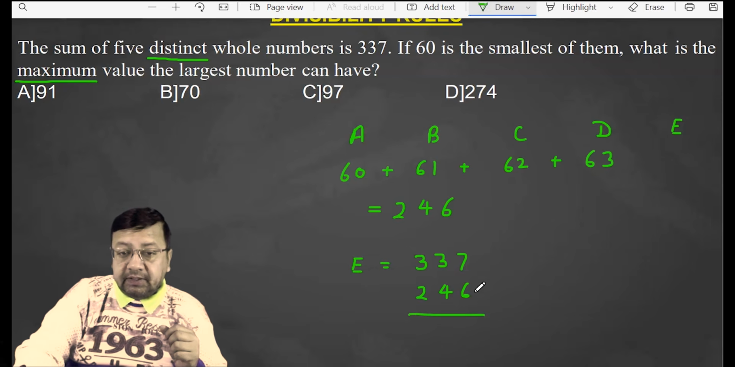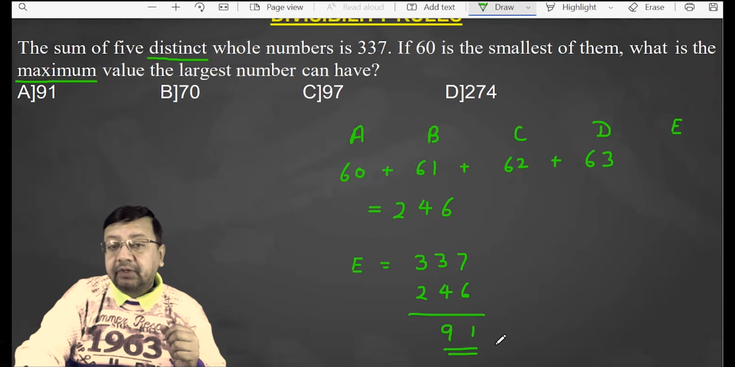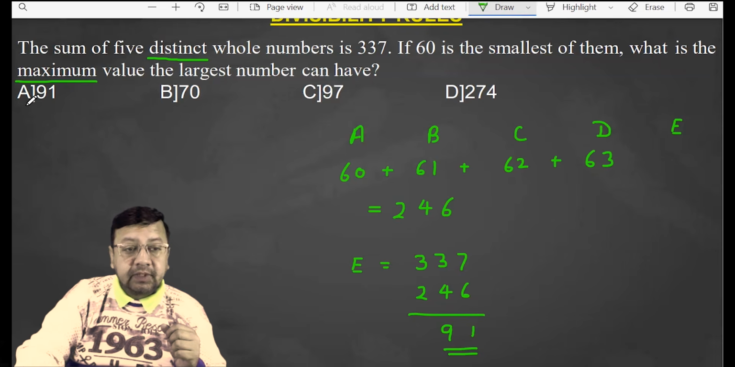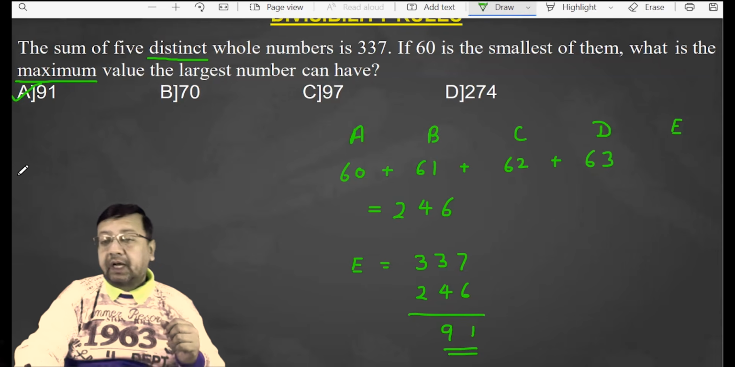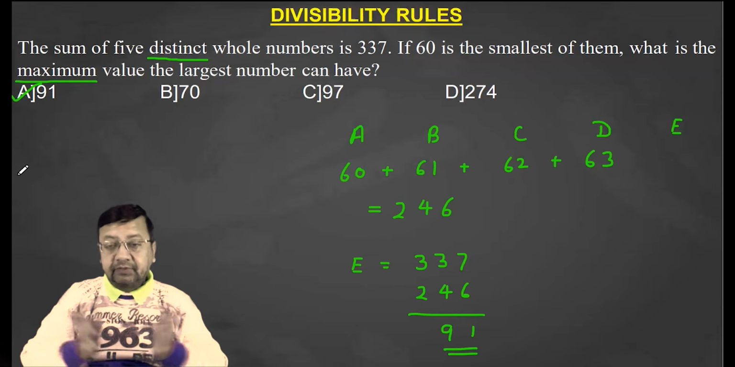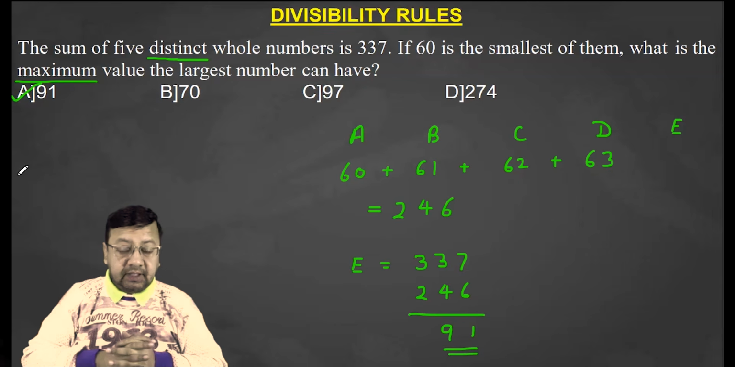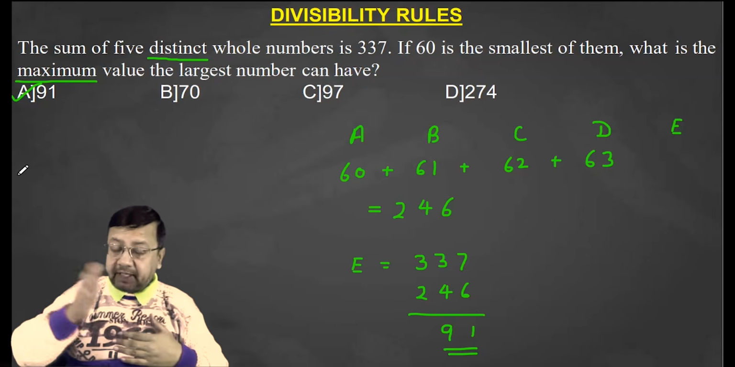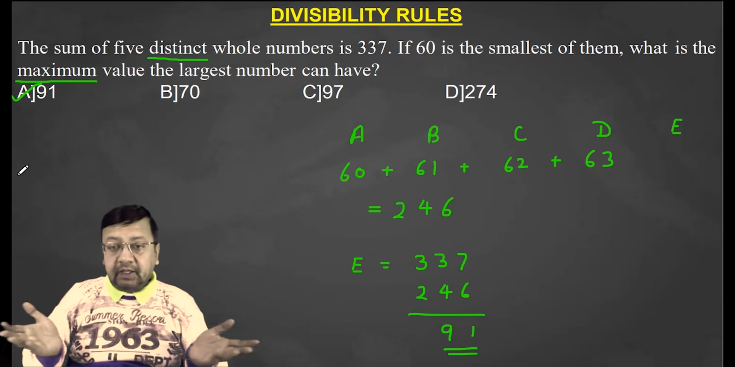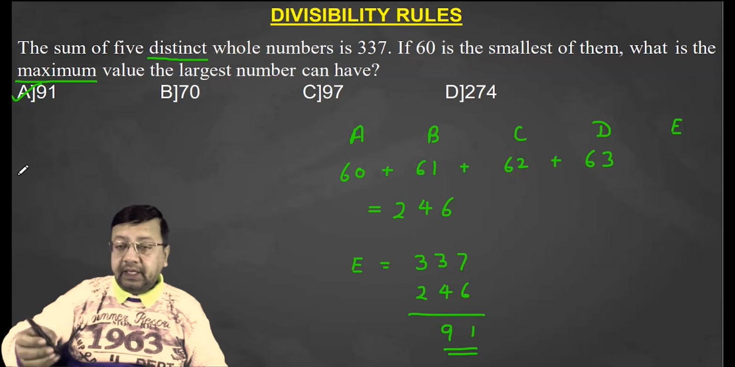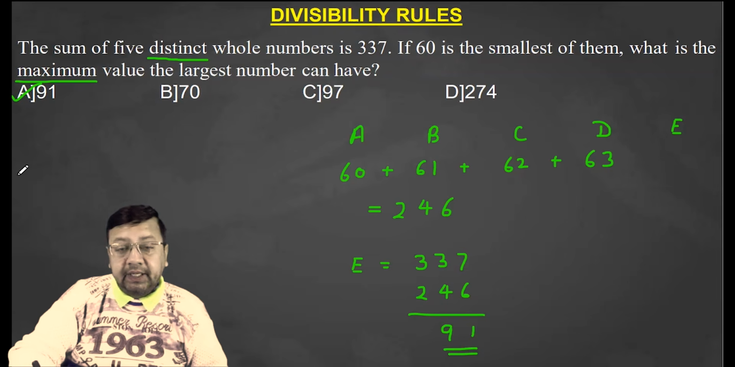So when you subtract, 7 minus 6 is 1, and 13 minus 4 is 9. So the number you are getting is 91. The largest fifth number possible is option A. So the largest number out of the given five numbers is 91. Done. So this way we are minimizing the four numbers, maximizing the fifth number, and getting the value 91. So my option A is the correct answer here, right? Okay.